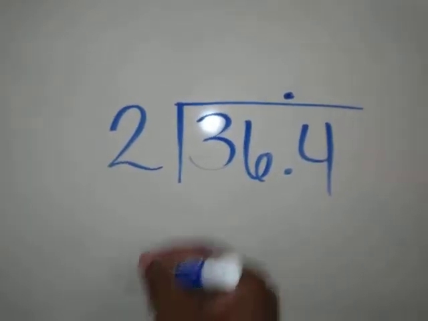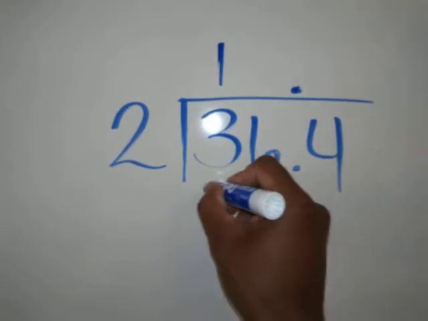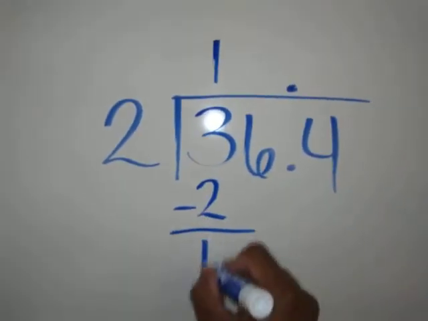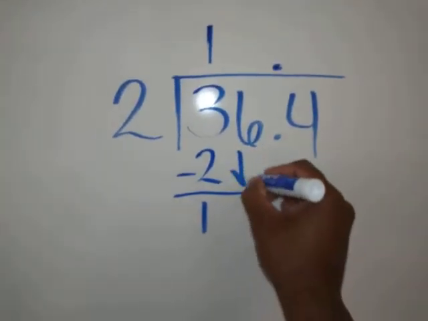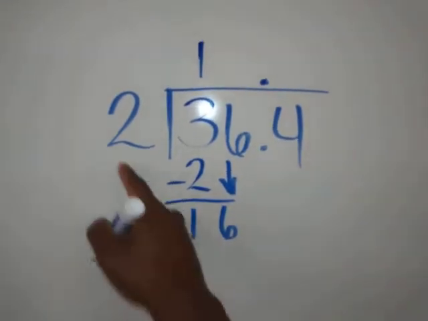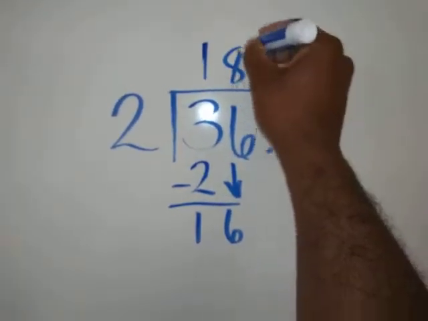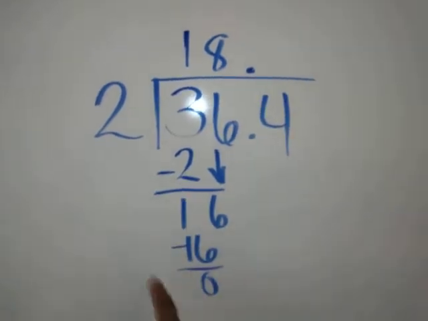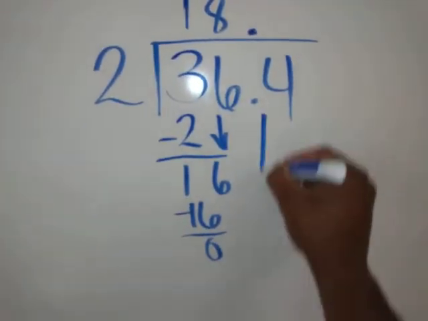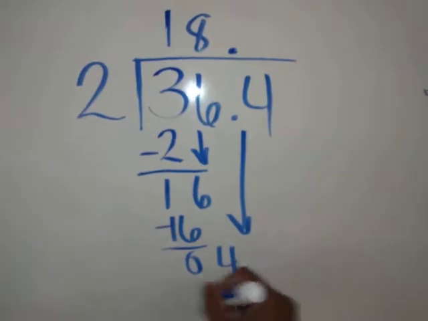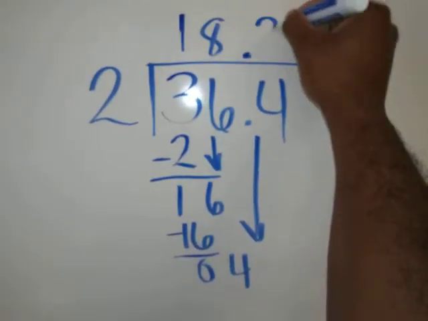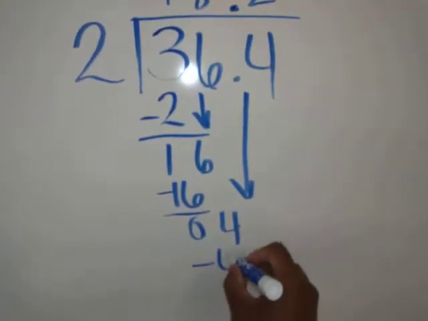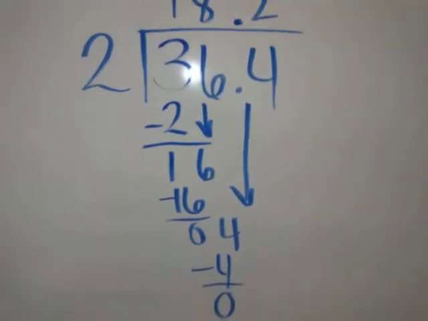2 goes into 3 one time. I'm going to subtract 2. We'll get 1. We'll bring down this 6. 2 goes into 16 now, 8 times. Subtract 16, we're going to get 0. 2 can't go into 0, therefore we bring down this 4. 2 can go into 4 evenly, 2 times. Subtract, so we show that we have no remainder.